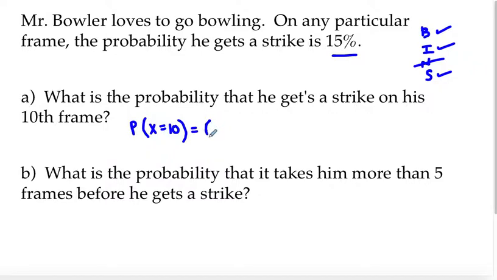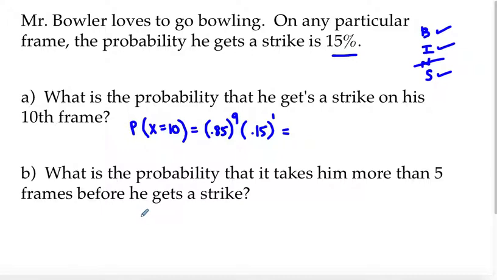So what's the probability of failing if the probability of success is 15%. Then the probability of failing would be 0.85. If he gets a strike on the 10th frame, then that means he failed the first 9 frames. So it's failing to the 9th power. And then he gets a success. Just one success. Okay, and then you could type that in your calculator and get the right answer.